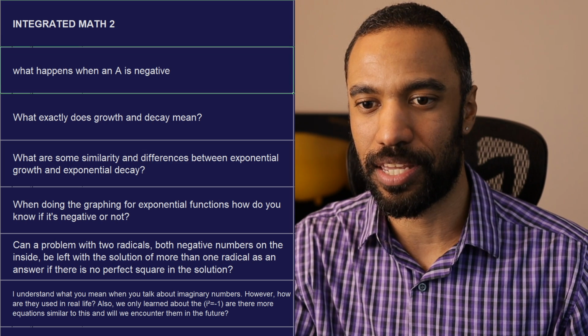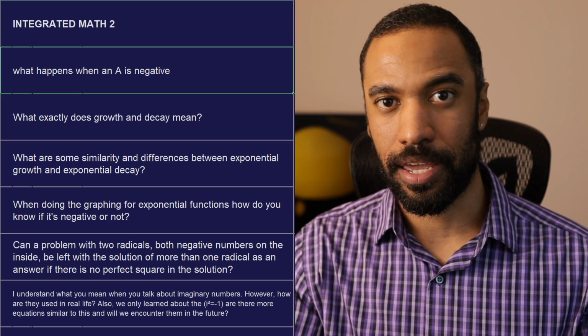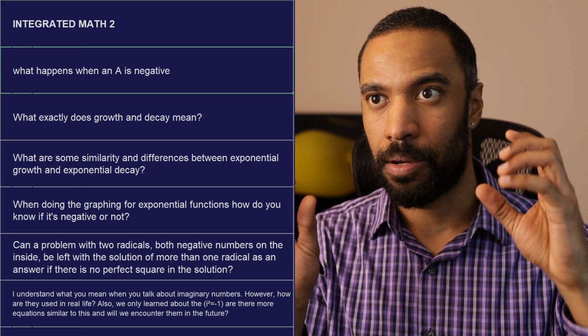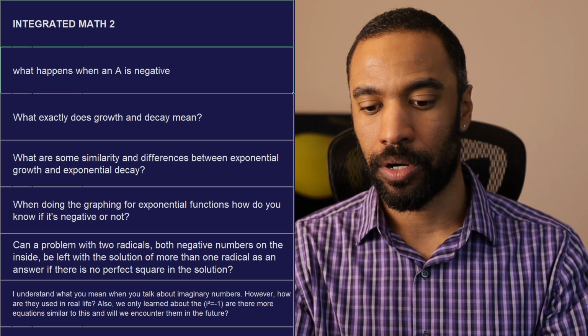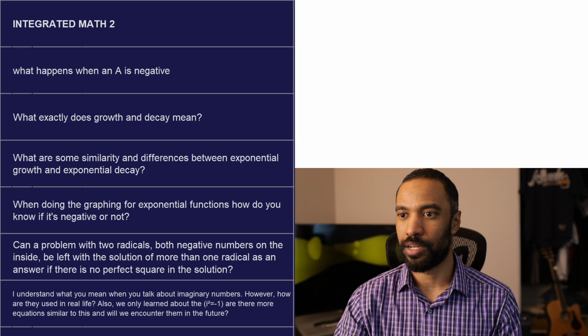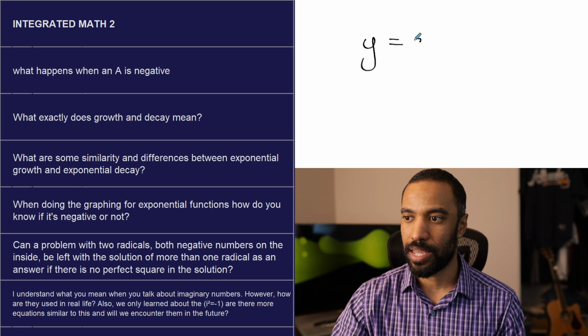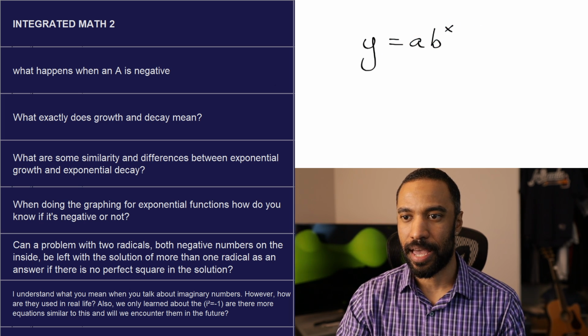The first question asked is, what happens when a is negative? I assume they're referring to y equals ab to the x power. When we've been graphing exponential functions, we've really been focused just on the most generic form of this, with no vertical or horizontal translations: y equals ab to the x power.